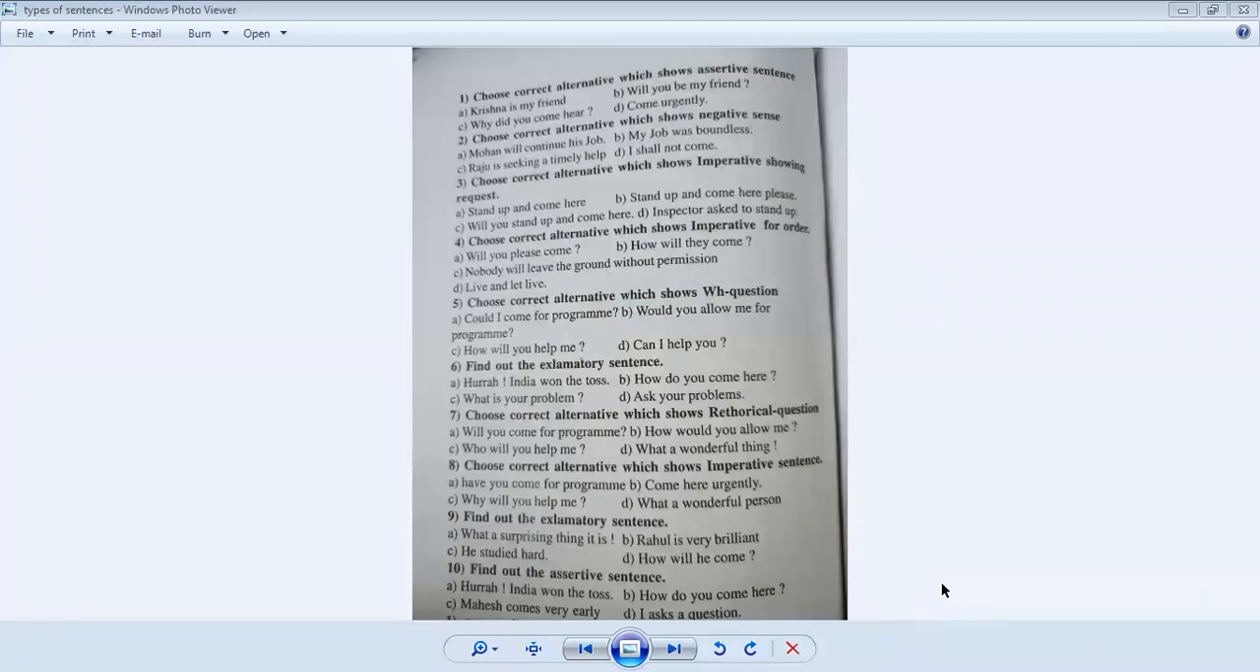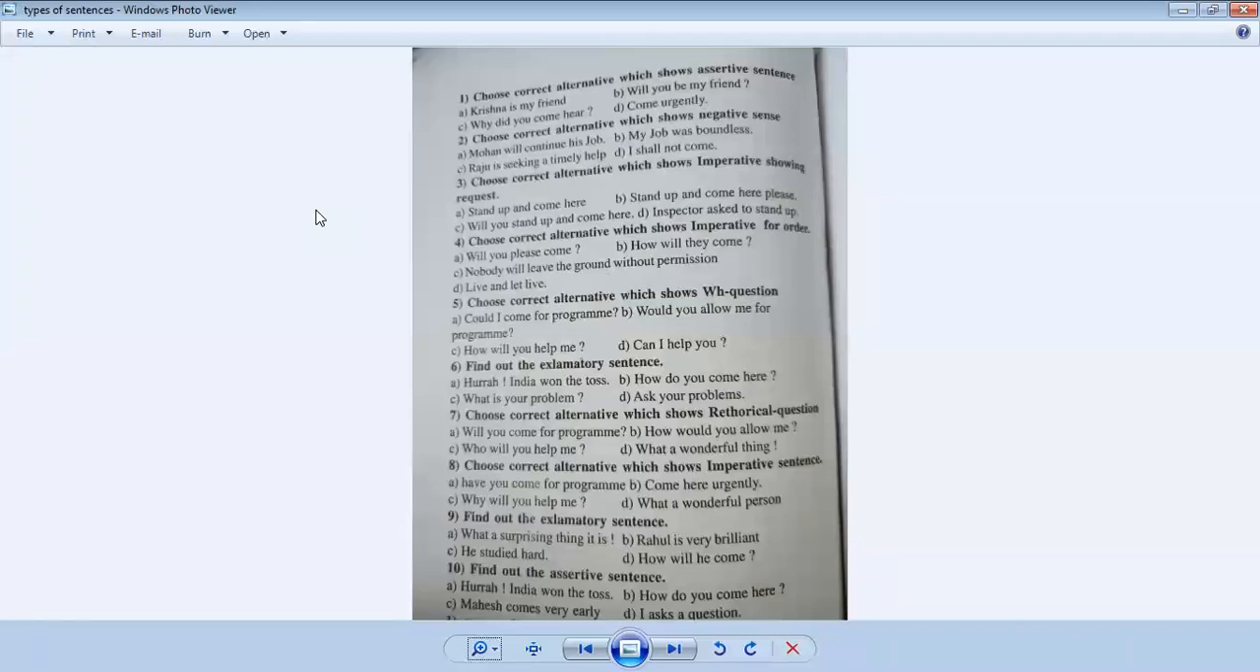Or you can have sentence questions like this. Is this readable? Yes, okay, let's see here. I'm just showing you what type of questions can be asked based on types of sentences. Choose the correct alternative which shows an assertive sentence. Krishna is my friend. Will you be my friend? Why did you come here and come urgently? So here, Krishna is my friend is the assertive sentence. That is option A. Correct.